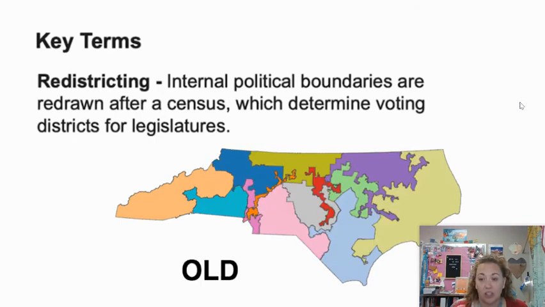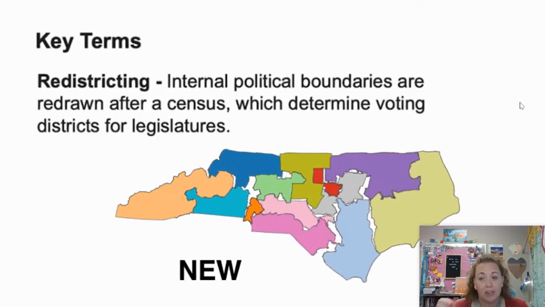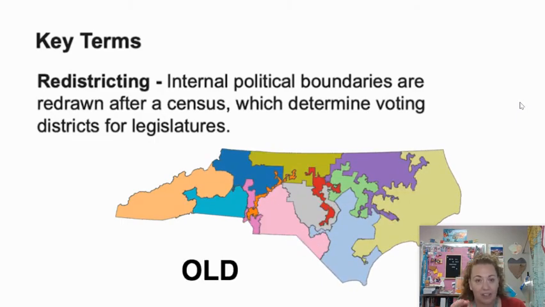That's why in the simulation, when you redrew your boundaries, you had to keep roughly the same amount of beads in each district.